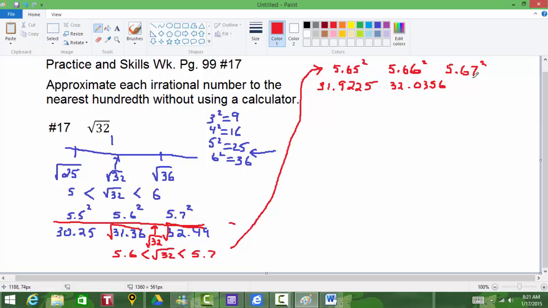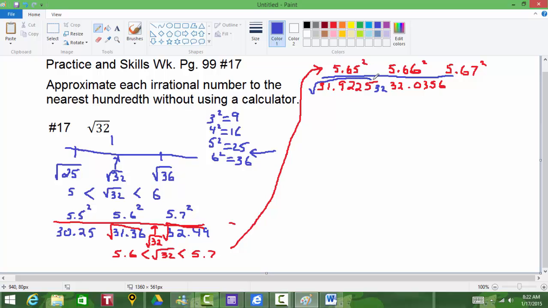I don't have to calculate the other one. The reason we can stop is, if you look at it, we know that our 32 is going to lie somewhere in between these two numbers. Sort of like if we do our number line right here, we know that the 32 is going to be in between the 31.9225 and the 32.0356. So I'm going to put my 32 right there.